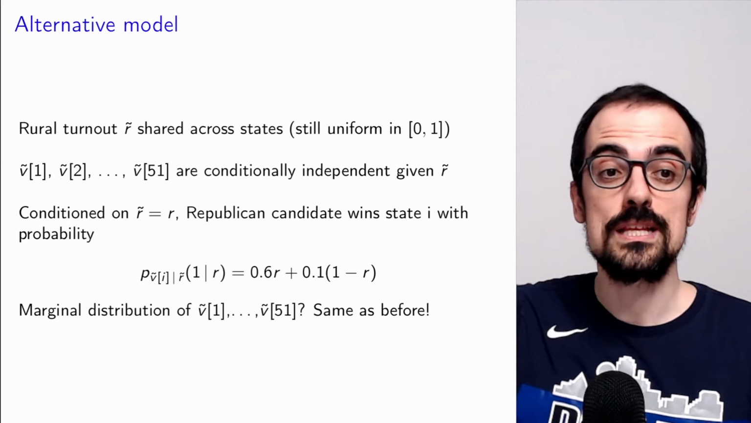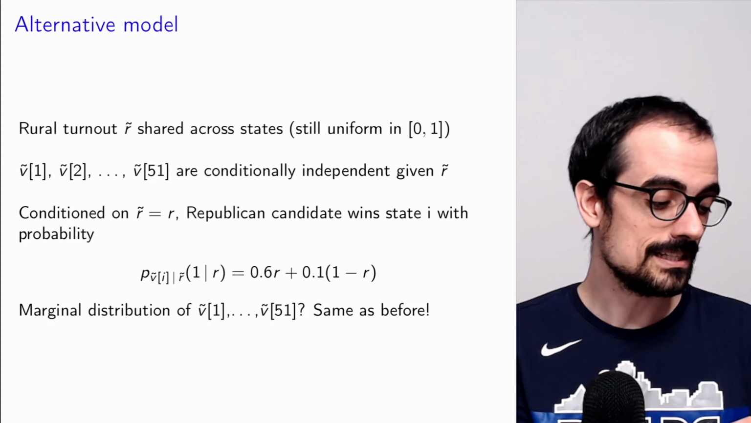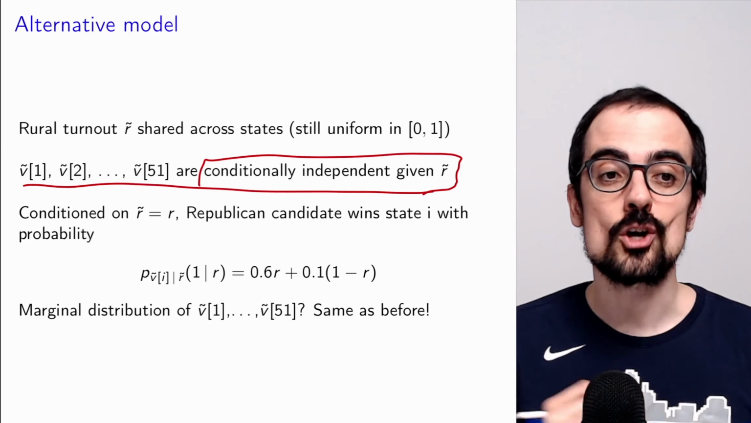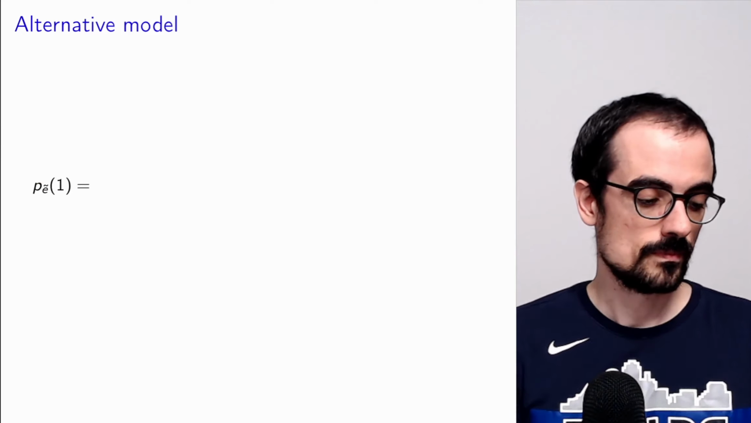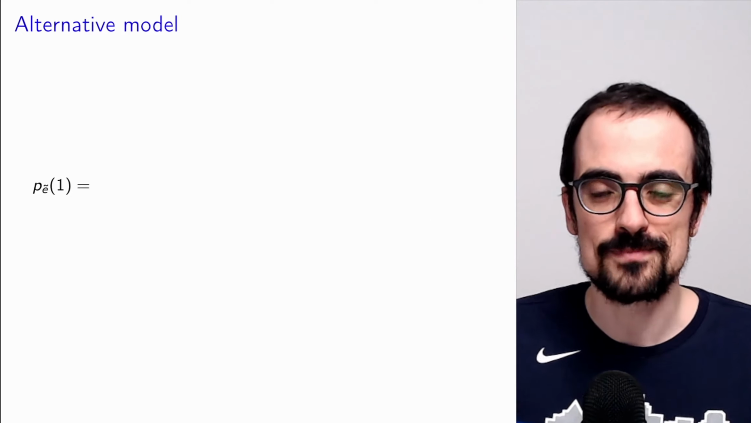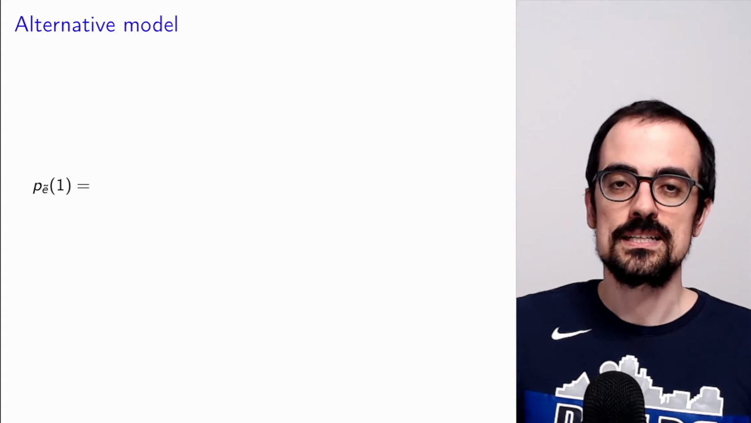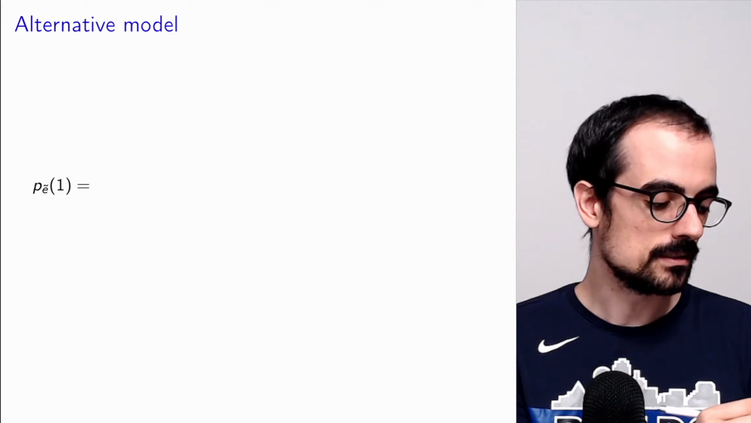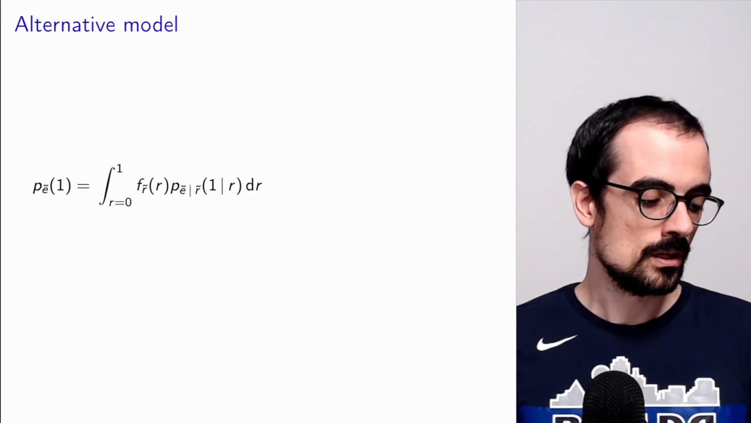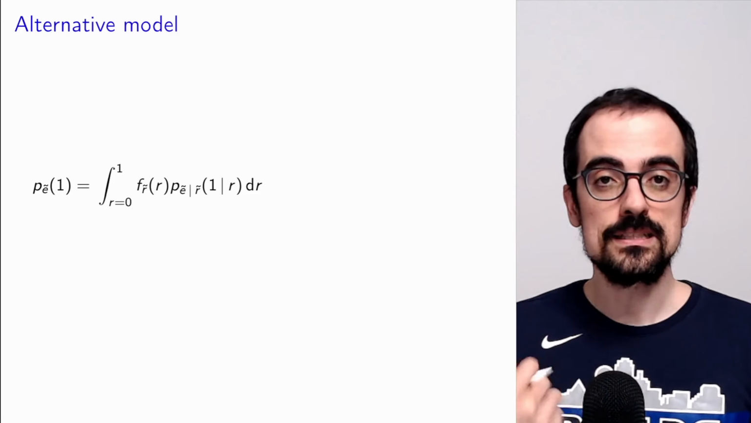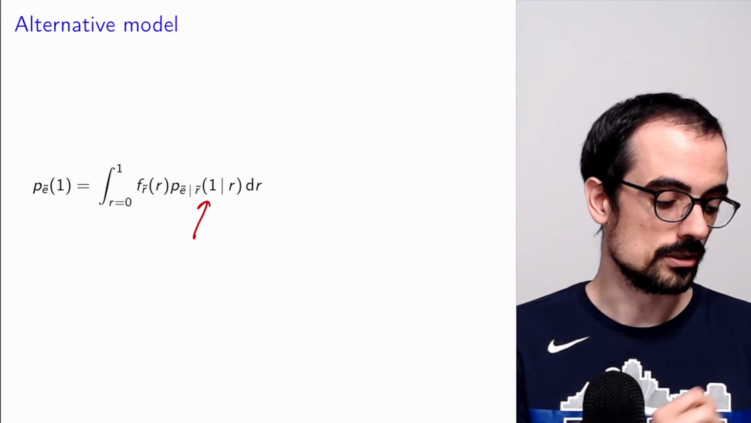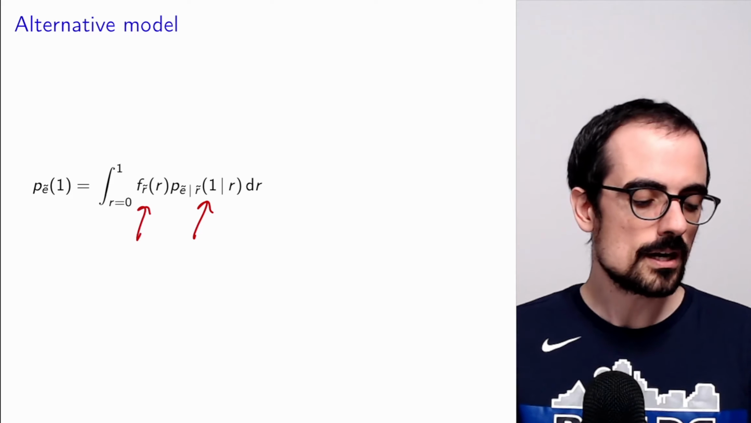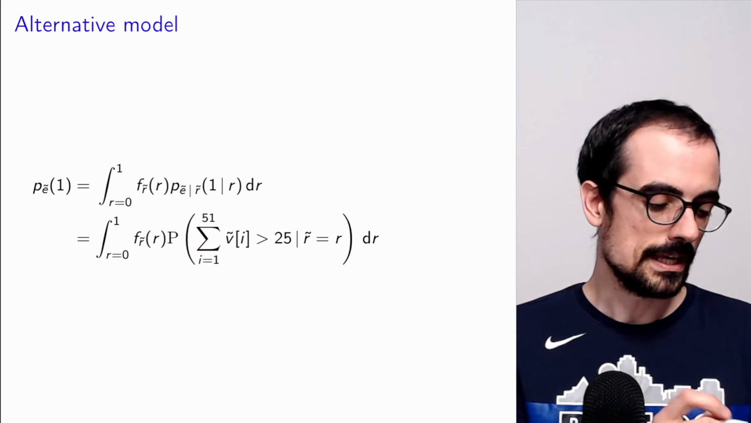The only difference within the model is that now these guys are not independent. They're conditionally independent given R, but they do depend on the same R. Okay, so under this alternative model, let's compute the probability that the Republican candidate wins the election. We want the probability that E is equal to 1. For that, we basically integrate the conditional probability that E is equal to 1 given R over all the possible values of R.